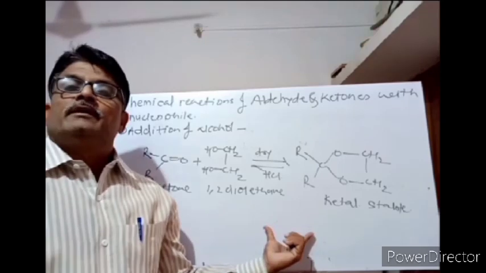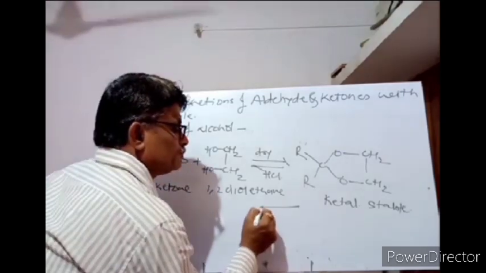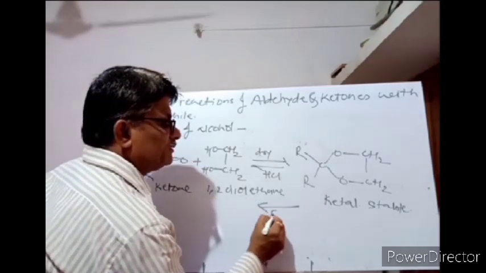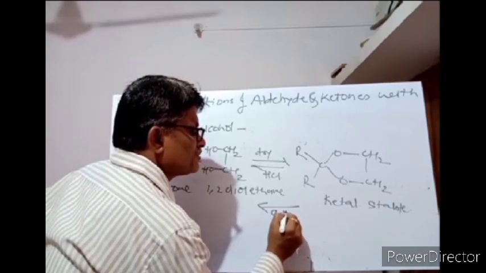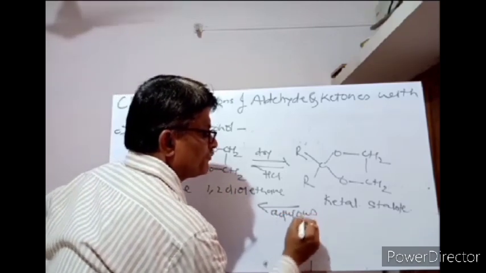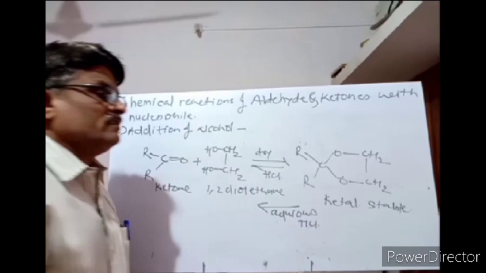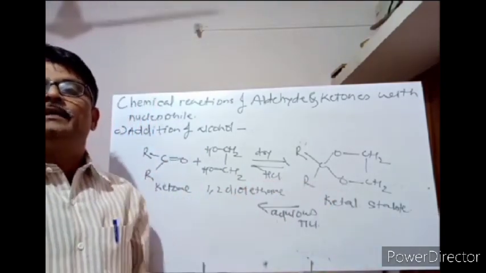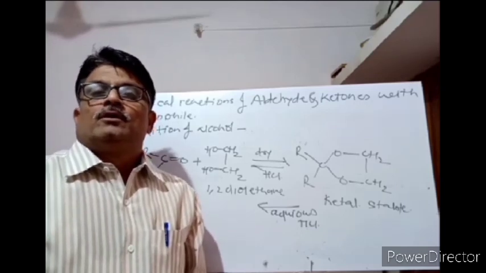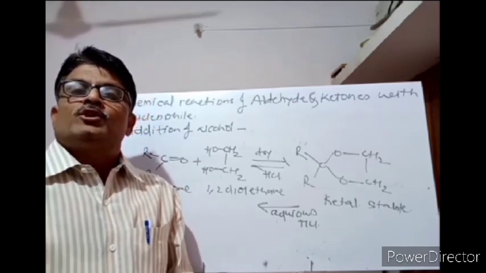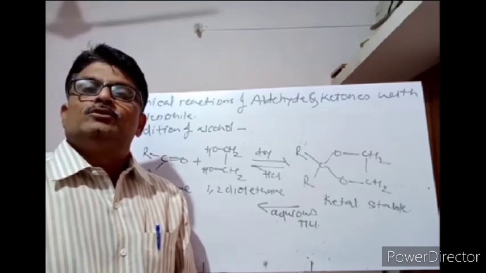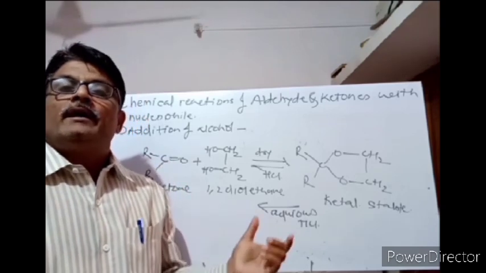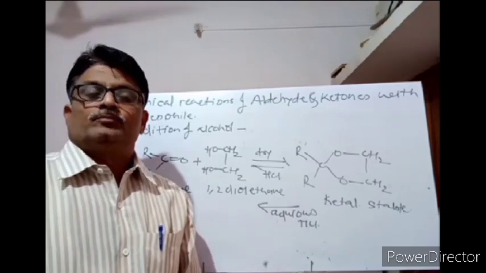This reaction can be reversed when reacted with aqueous HCl. Aqueous HCl converts the ketal again into a ketone and a diol. This is about the addition of alcohol to an aldehyde and a ketone.